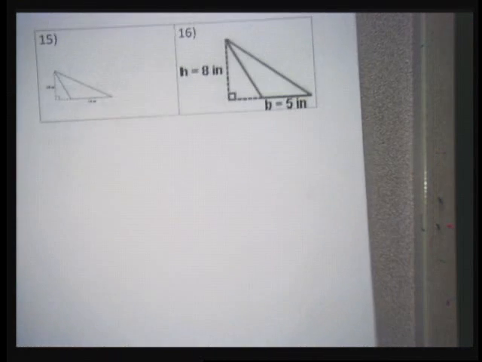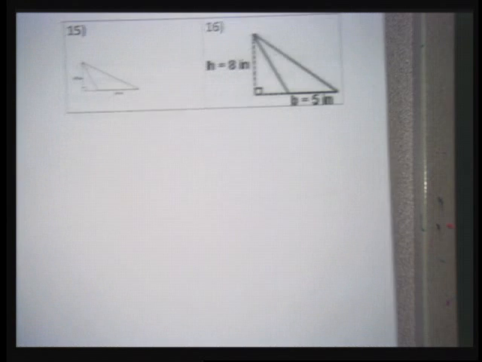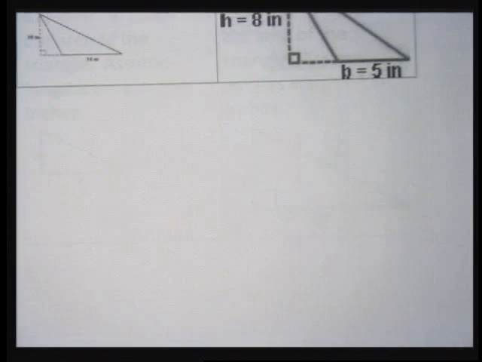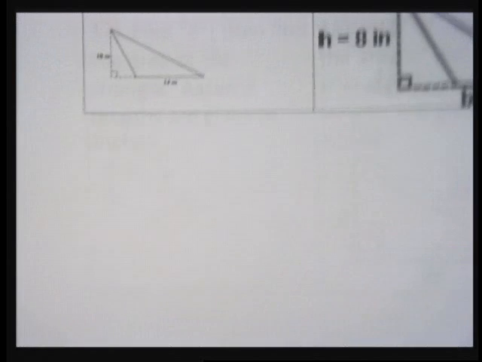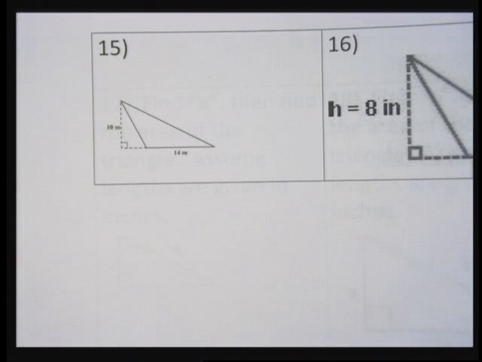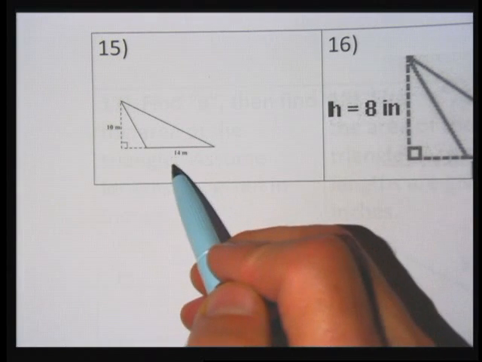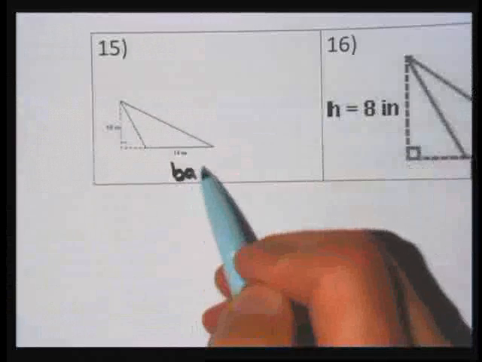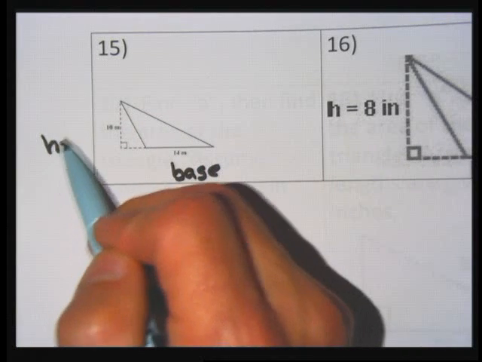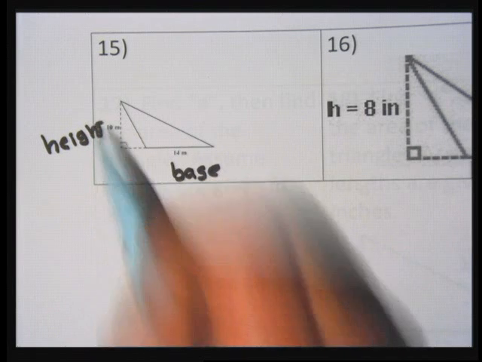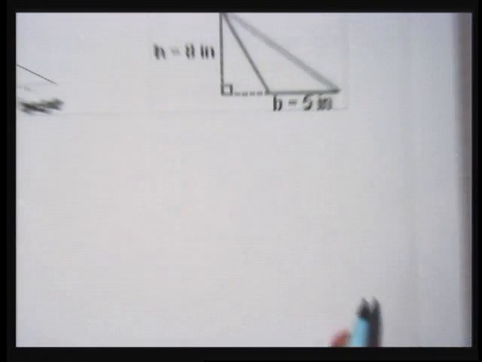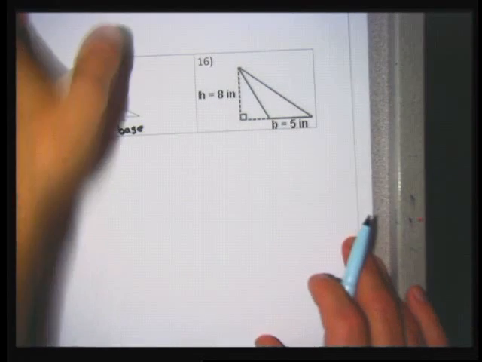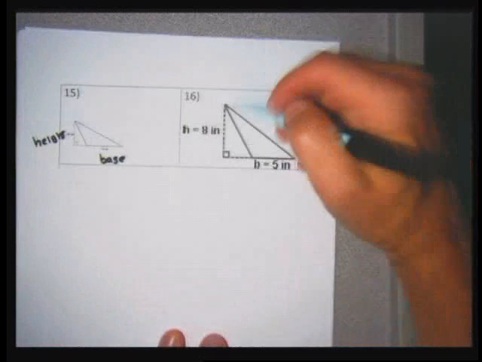15 and 16 are triangles where the height is not inside, it's an external height. That's not uncommon, but it's not as common. Your triangle in problem 15, its base is going to be 14, and its height is going to be 10. Mine tells me what the base and the height are, so I didn't have to be as clever when I do problem 16 as you might have had to with problem 15. But heights can be external, and usually if heights are external, there are dashed lines that indicate the height.